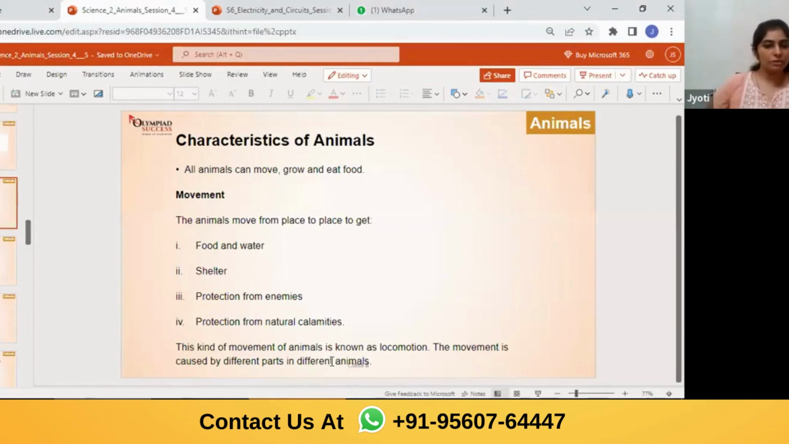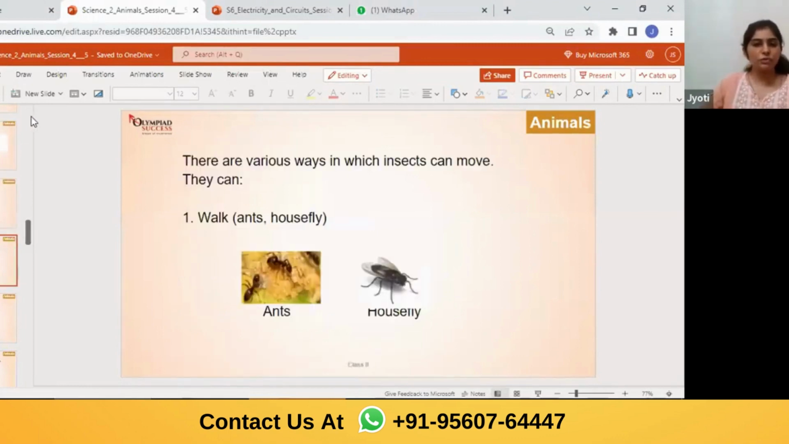Okay, coming back to this, so I hope you have understood this. Next, coming to the various ways in which locomotion is done by different insects or different animals. Like I already told you in the previous class, ants will walk, or you can say they will crawl. Ants and housefly. In fact, housefly can even fly. This is another type of locomotion that they can have.